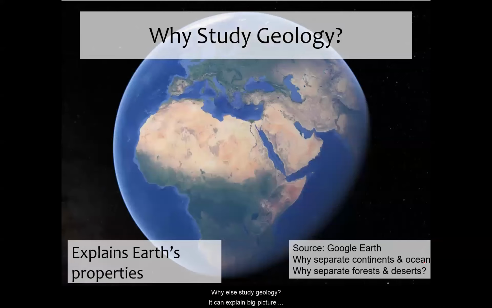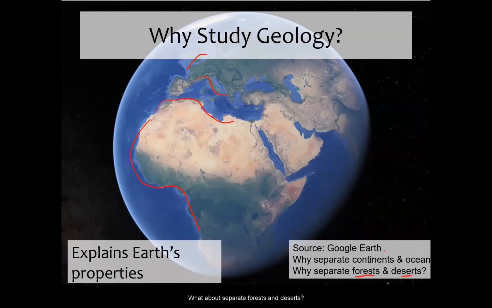Why else study geology? It can explain sort of big picture Earth properties. If we look at this image of Earth taken from Google Earth, we can see a couple things. First, we can see that it's separated into continents like Africa here, and Europe and Asia, and oceans. And those things are separate. It's not like we have a bunch of small islands or like a bunch of lakes just dotting on Earth's surface, but it's separated into continents and oceans. And why is that the case? We're going to learn about that pretty early on in the course, why it seems like Earth's surface separates into higher continents and lower ocean basins.